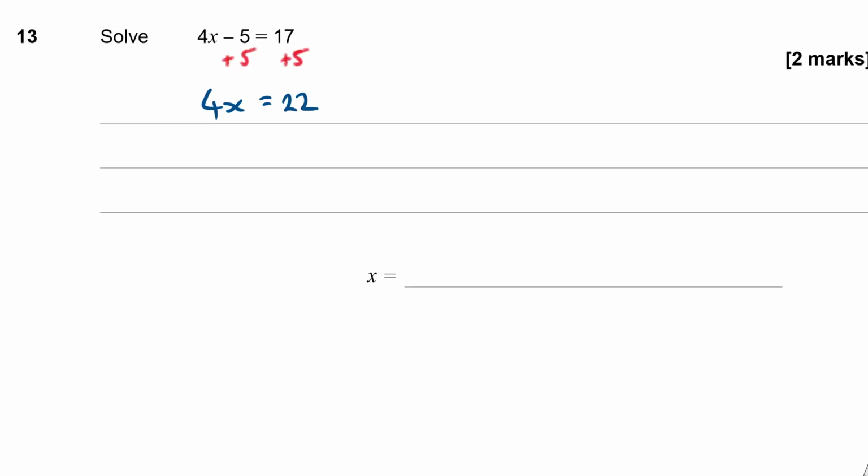Right, next, divide both sides by the coefficient of x. 4x divided by 4 is going to give me x, and 22 divided by 4, well, 20 divided by 4 is 5, isn't it? So it's 5 2/4, or 5 1/2. So 5 1/2, or 5.5 if you're more comfortable with decimals.